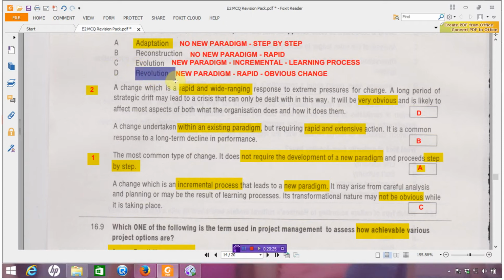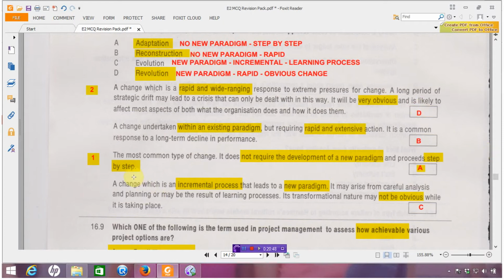So really this is, I guess, the opposite of adaptation. In terms of the other ones, let's take this first one here. We see a change undertaken within an existing paradigm, rapid and extensive. Okay, and I've slotted for B here, reconstruction. Certainly no new paradigm, but it is very, very quick, or needs to be very, very quick. Okay, so that gives us B.